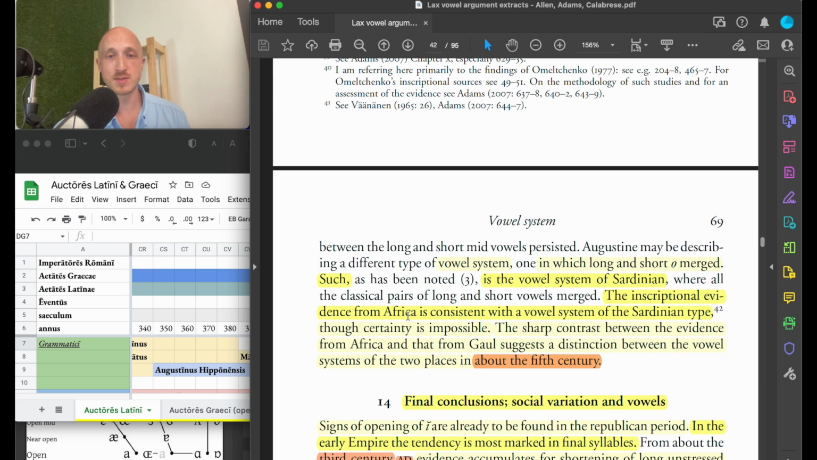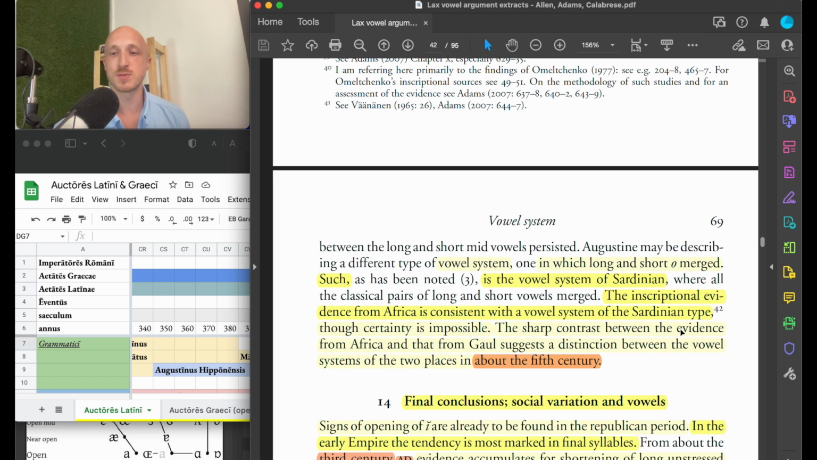The inscriptional evidence from Africa is consistent with the vowel system of the Sardinian type. So Sardinian has this vowel system where the shorts and the longs of Latin just merge together. We don't get E to E mutation. We don't get U to O mutation. In African, Sardinian, Southern Lucanian, and half of it, the back axis stuff, over in Romania. Though certainty is impossible, and that's fair to say. While modern Romance languages are obviously attested, they're living languages, the North African Proto-Romance language is only something we can reconstruct.